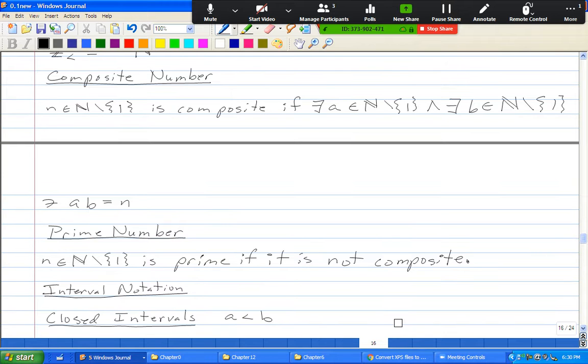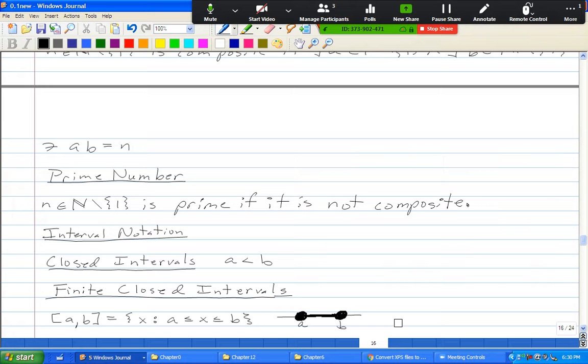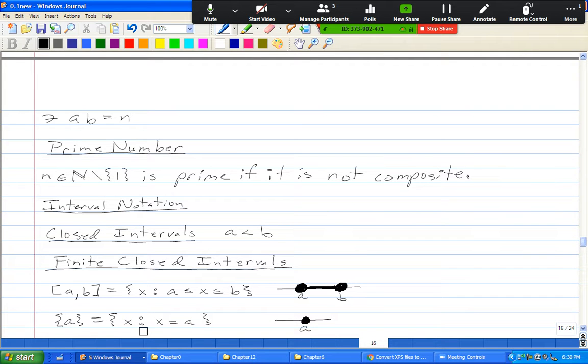Interval notation. Before I give you interval notation, let's just assume A is less than B. It'll make the notation easier. So let's look at the closed intervals, and let's start with the finite closed intervals. The closed interval A to B, denoted by having these square brackets, is just the set of all x such that x is between A and B, and it includes everything between A and B, and it also includes the endpoints A and B.